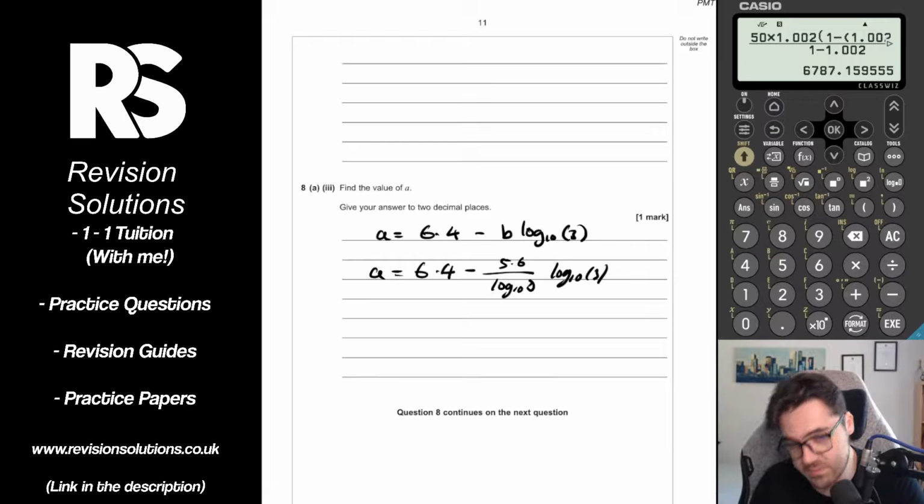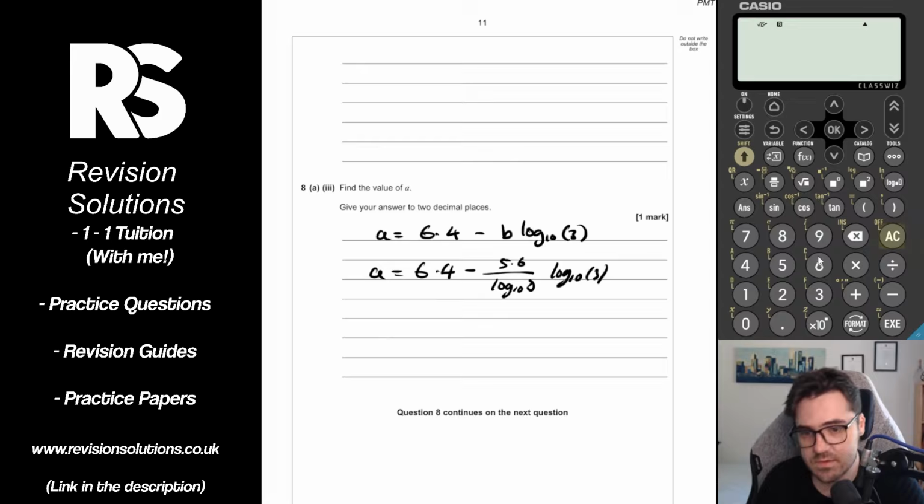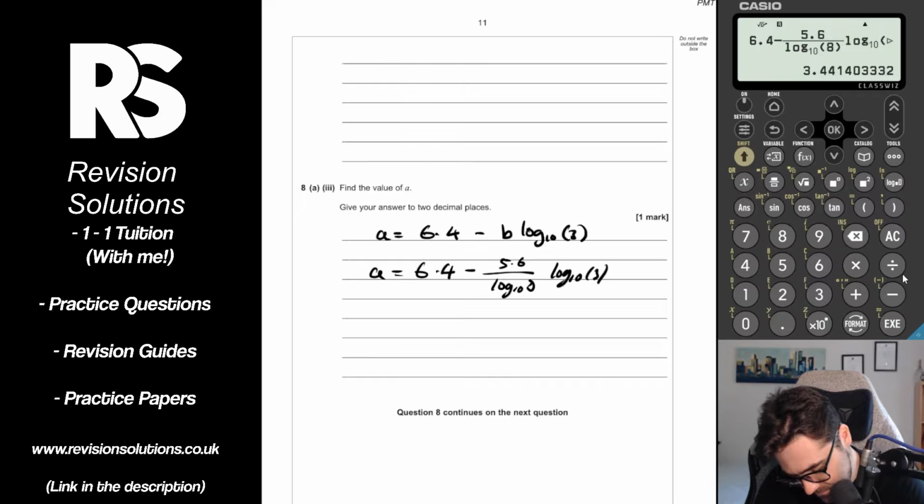And then they want that to two decimal places, so let's use our calculator to compute that. So 6.4 minus 5.6 over log base 10 of 8 times log base 10 of 3. That's there. Then to two decimal places, that would be 3.44.